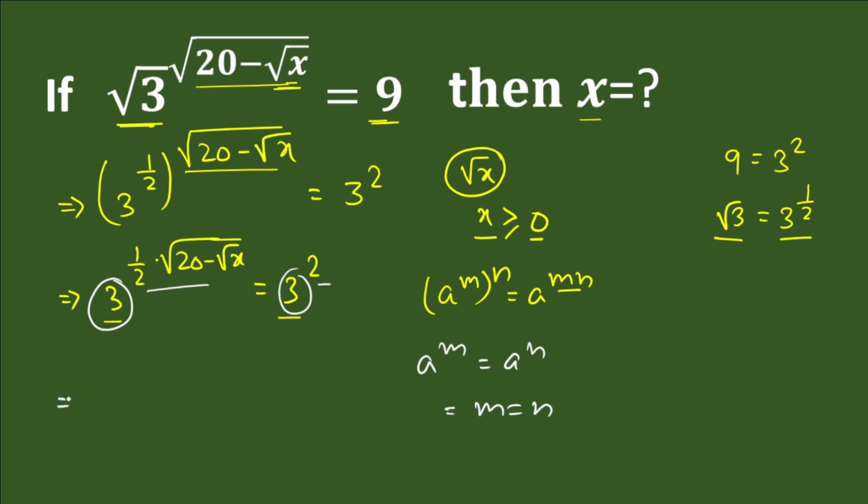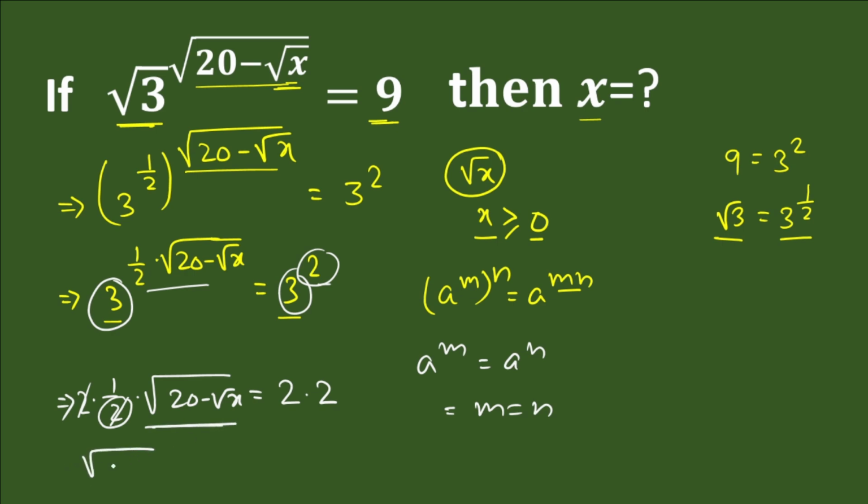So now we can write this expression as 1 by 2 multiplied by square root of 20 minus square root x, and that is equal to, in the right hand side, the power 2. Now for removing this denominator 2, we'll multiply both sides by 2. So 2 and 2 will cancel, numerator and denominator. In the left hand side we are left with square root of 20 minus square root x, and that is equal to 2 multiplied by 2, which is 4.